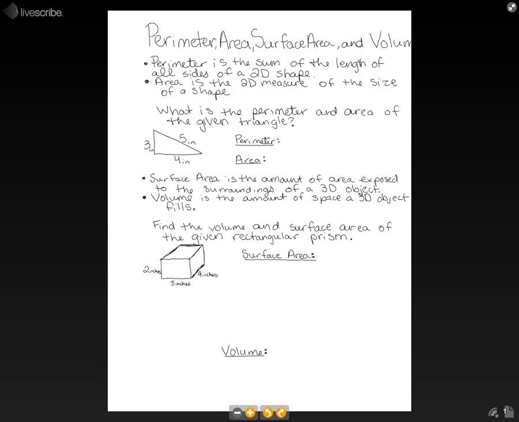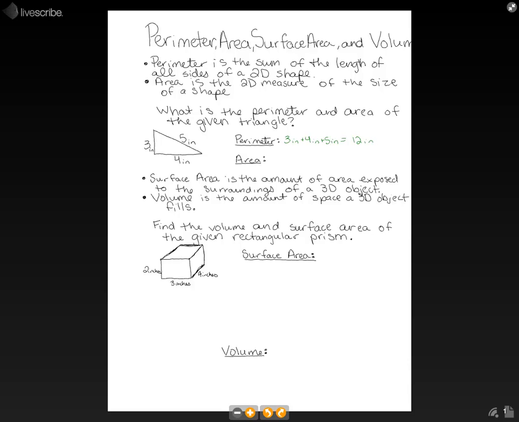So our perimeter, like we said, is the sum of the length of all the sides. So that'll be 3 inches plus 4 inches plus 5 inches, which when we add that up gives us 12 inches.